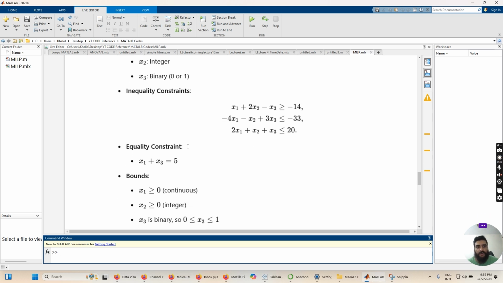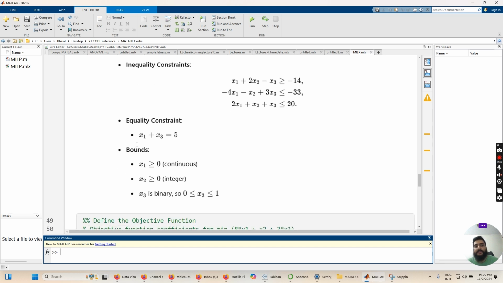Now moving on to the equality constraints. The reason they are called equality constraints is that they have just an equal to sign instead of greater than or less than signs like in inequality constraints. So here's an equality constraint: x1 + x3 is equal to 5. You might be wondering where the x2 is. Here x2 has a coefficient of 0, so the equality constraint becomes x1 + 0x2 + x3 is equal to 5.